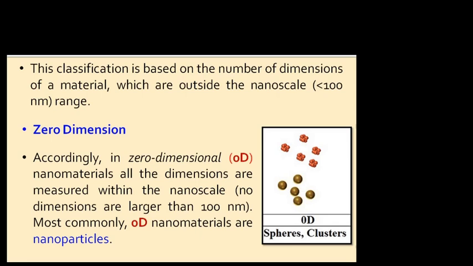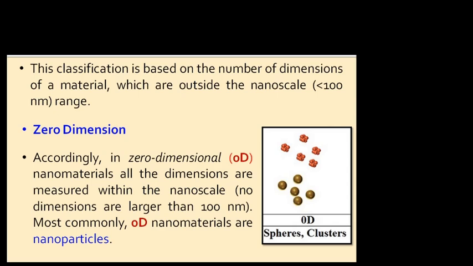Now, the classification of the nanoscale is also possible at various levels. Over here we wish to classify on the basis of dimensions. So the material which is outside the nanoscale, on that basis the dimensions will be defined. One dimension is outside the nanoscale, two dimensions are outside the nanoscale, three dimensions are outside the nanoscale, and so on.